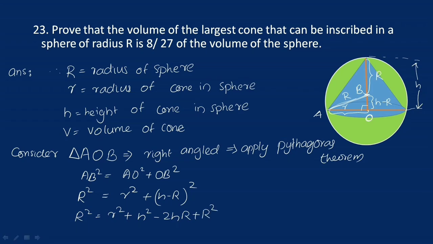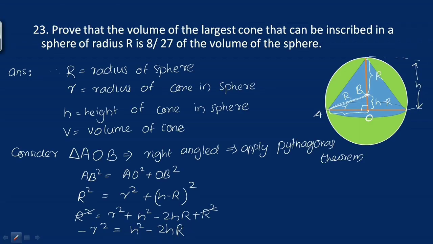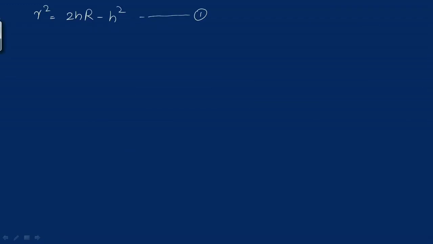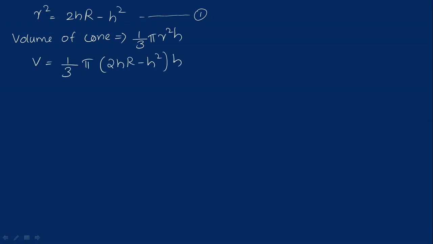So we have R² = r² + h² − 2hR + R². Capital R² is cancelled. So we have the remaining, that is r² = 2hR − h². Or we can write r² = 2hR − h². So we have the volume of the cone, that is (1/3)πr²h, or (1/3)π into what is r², that is (2hR − h²) into h, taking h into the bracket. So we have (1/3)π(2h²R − h³).